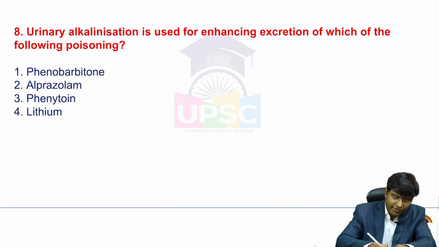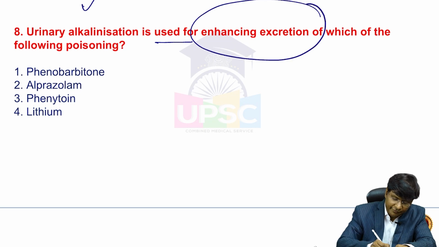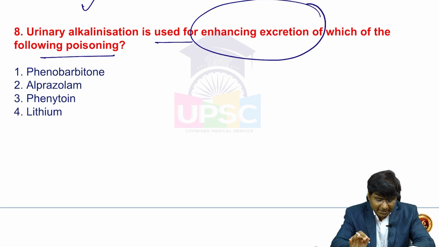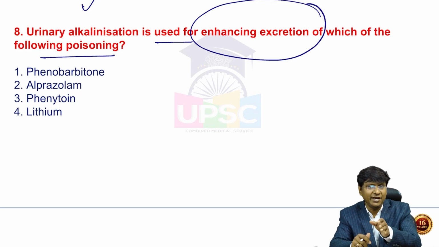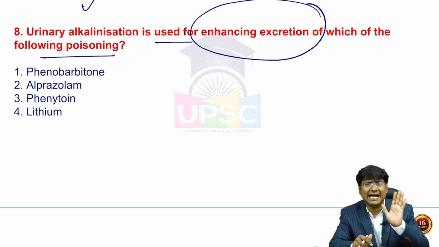Next question. Urinary alkalinization is used for enhancing the excretion of which of the following poisonings? Phenobarbital, alprazolam, phenytoin, and lithium. Urinary alkalinization is a therapeutic strategy used to enhance the excretion of certain poisonings and drugs that are usually weak acids.